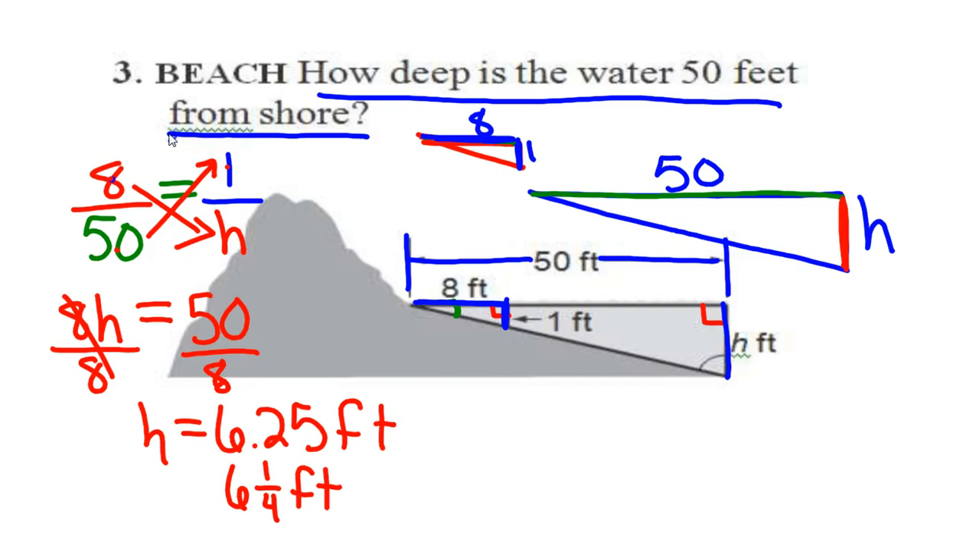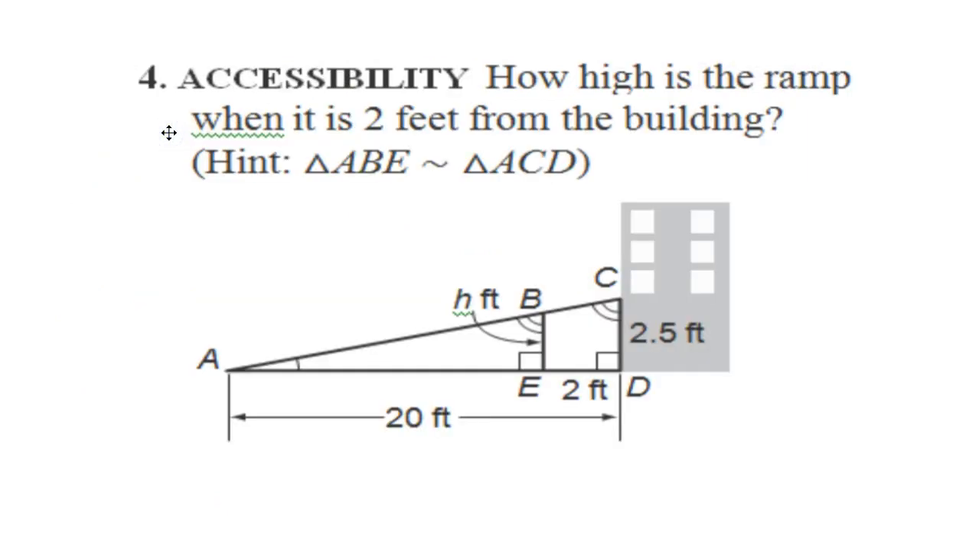We found it. Our next example is talking about how high the ramp is when it is 2 feet from the building. We're going to figure out how high it is. So first off, let's look at our triangle. We know that they're similar. They've given us that hint. And we have this triangle, and we also have another one that's larger. That is this triangle. Now the two triangles are similar. So let's pull it apart and see if we can find H.